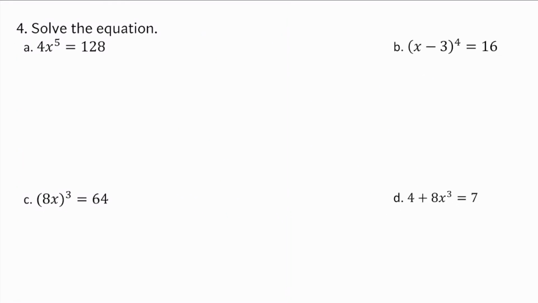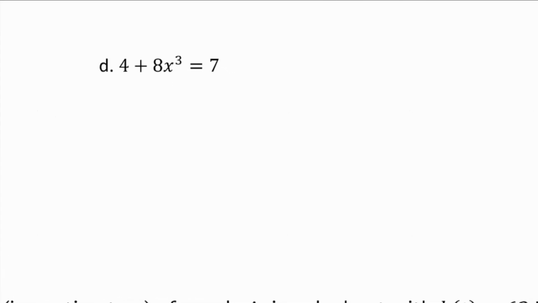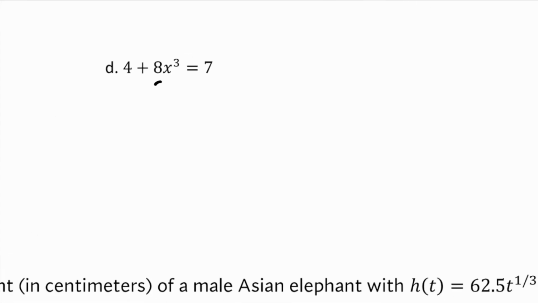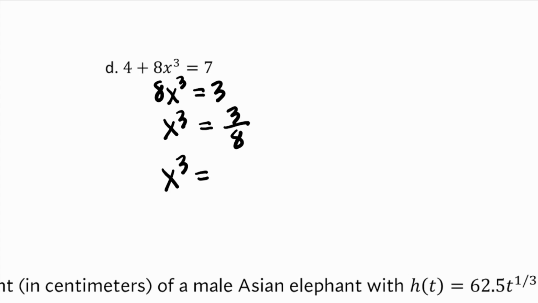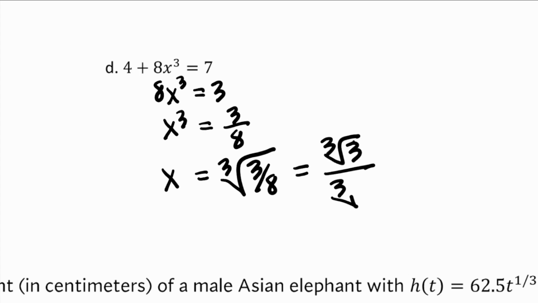So, all right, skipping A, B, and C, moving on to D. We're going to start by subtracting 4 from both sides. Okay, I like where this is going. Dividing by 8. Taking the cube root of both sides. Wait, no. Cube root of x to the 3 would just be x. Simplified radical form, that's cube root of 3 over the cube root of 8. But wait a second, cube root of 8, that's 2. And so I would get x equals cube root of 3 all divided by 2.